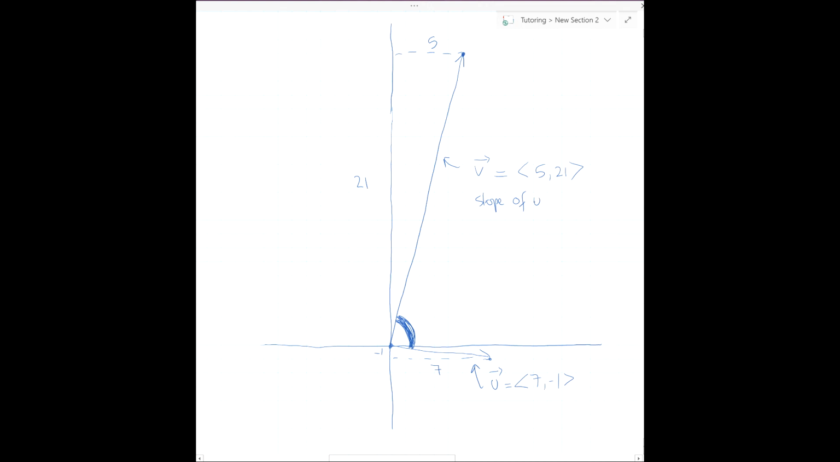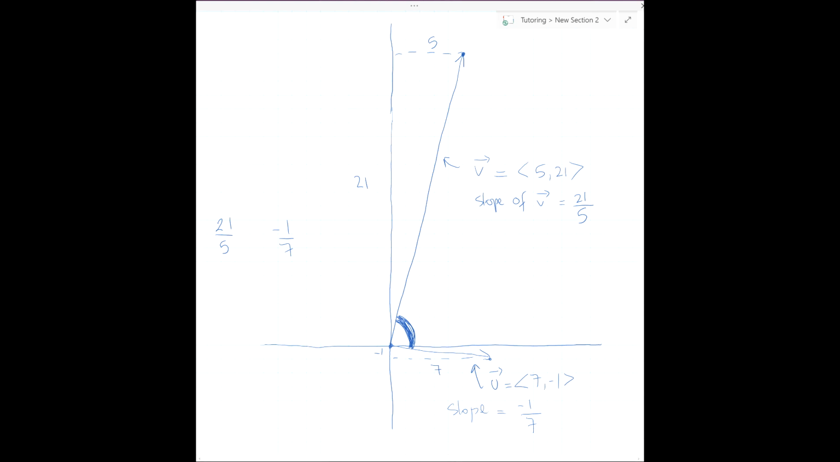so the slope of vector v is 21 over 5, rise over run, while the slope of vector u is -1 over 7. So 21 over 5, I'm writing it on the side, and -1 over 7, they are not reciprocals of each other.